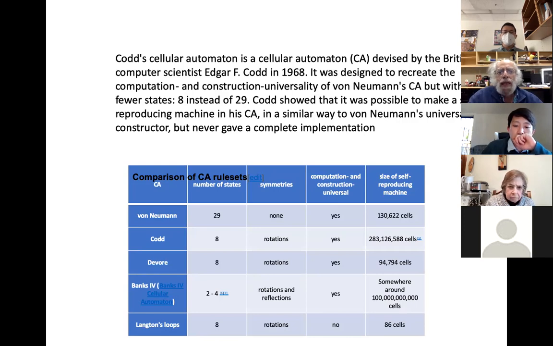Todd said, I can do it with less. I can do it with 8 states in each cellular automaton with symmetries. And yes, it's computation and construction universal. He needed 283,126,588 cells. And then we go down to Banks, who used only 4 states, and he needed 100 billion cells to do it. So basically, trying to build a self-reproducing cellular automaton was not the way to go.